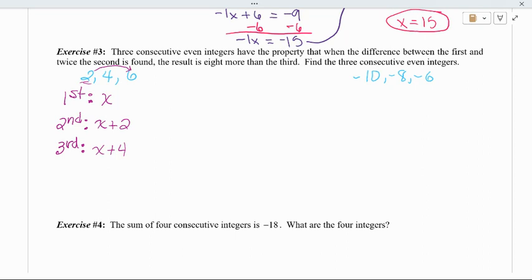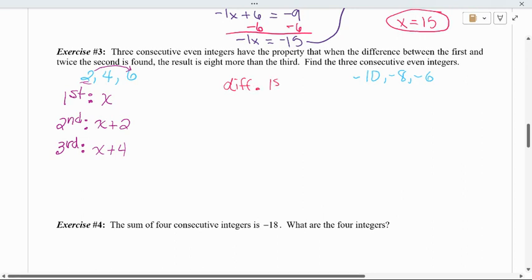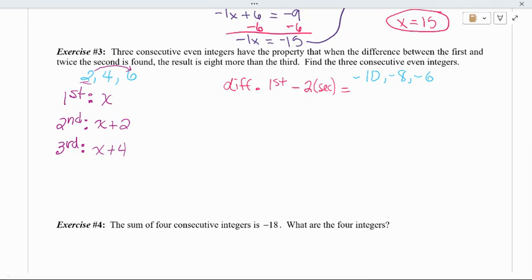So now we have to come up with the expression. So it says the difference between the first and twice the second. So what does difference mean? Yeah, so I'm going to find the difference between the first integer and twice the second. The result is, that means equals, 8 more than the third. What does that look like? The third integer, how do I show 8 more than that? Plus 8, yeah. So that's kind of what it's asking us.